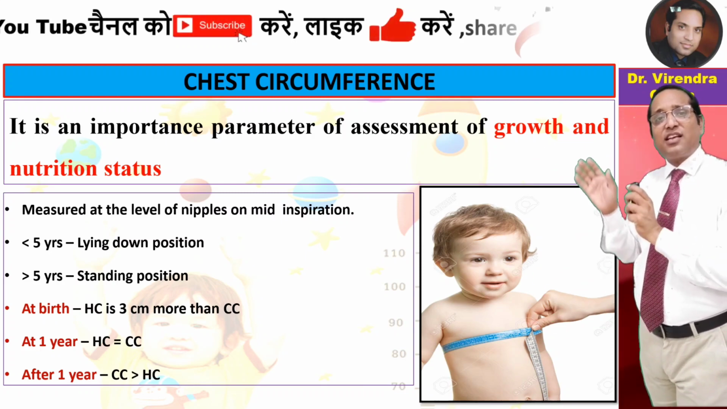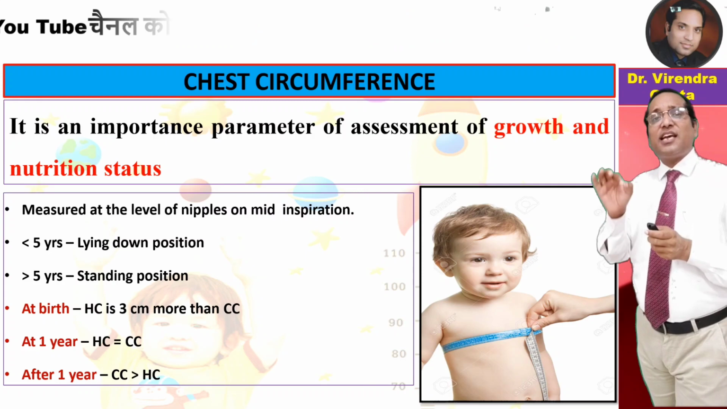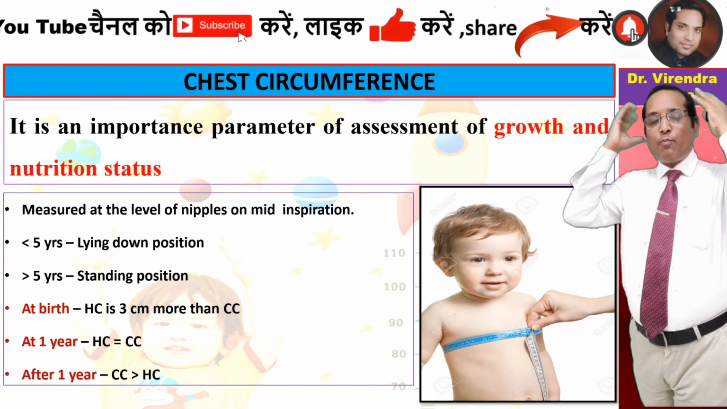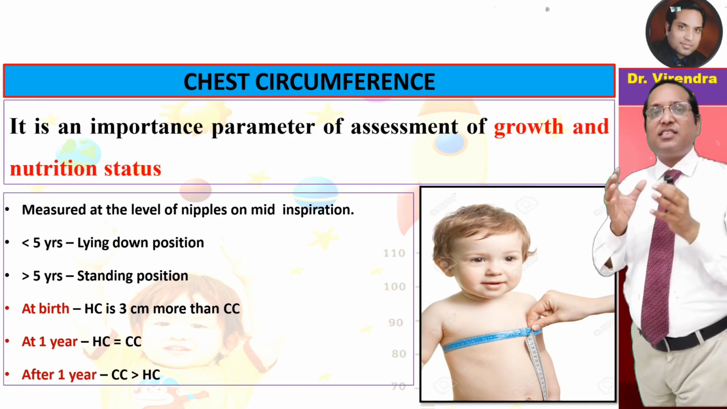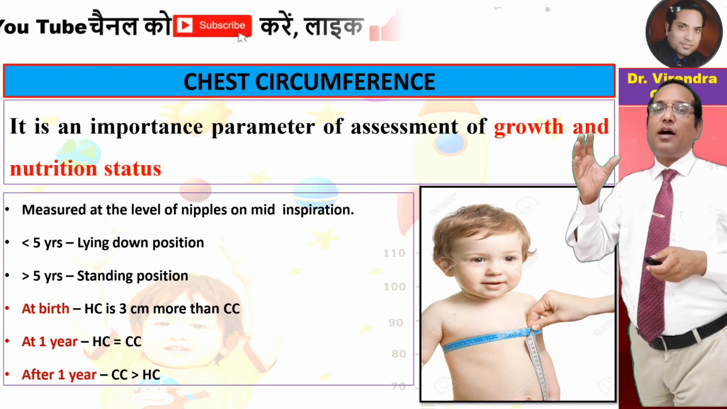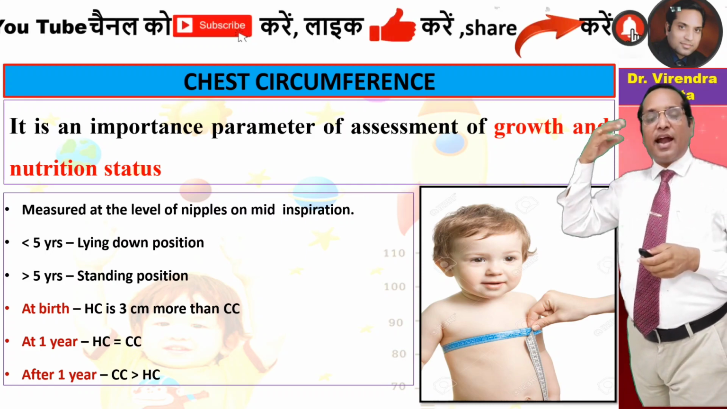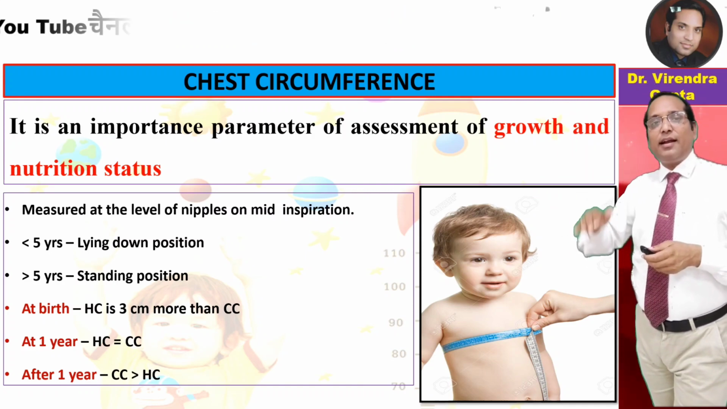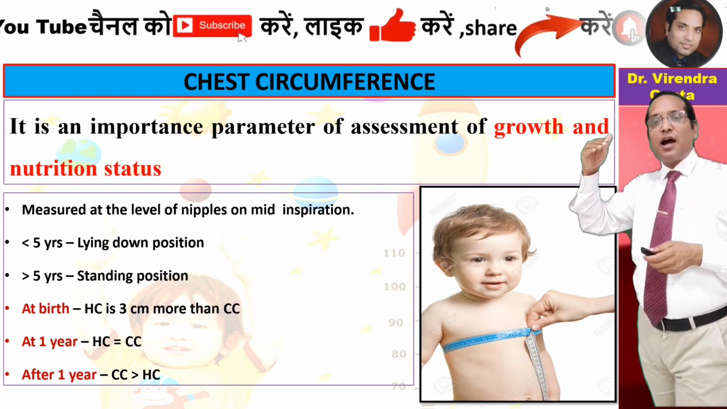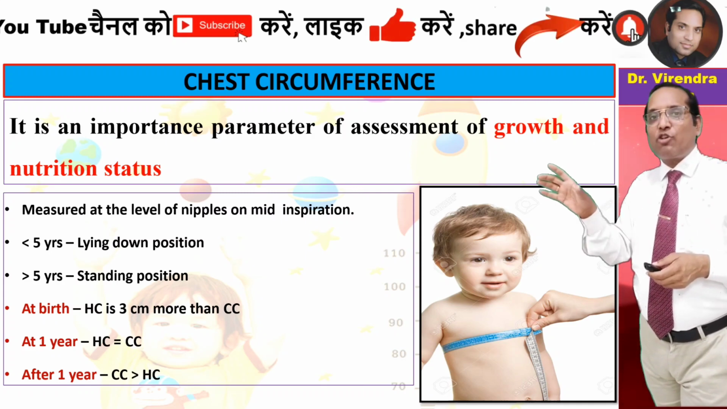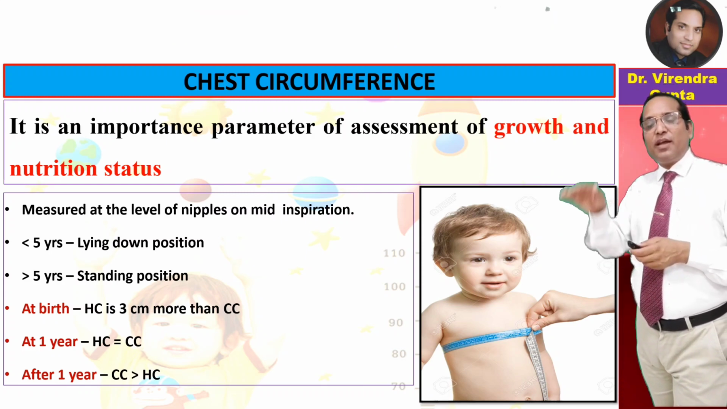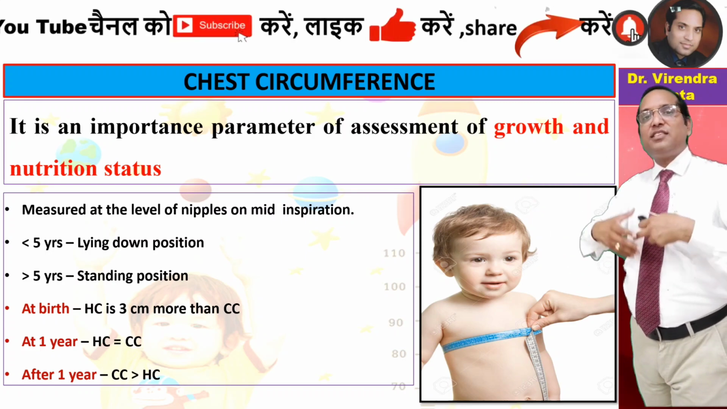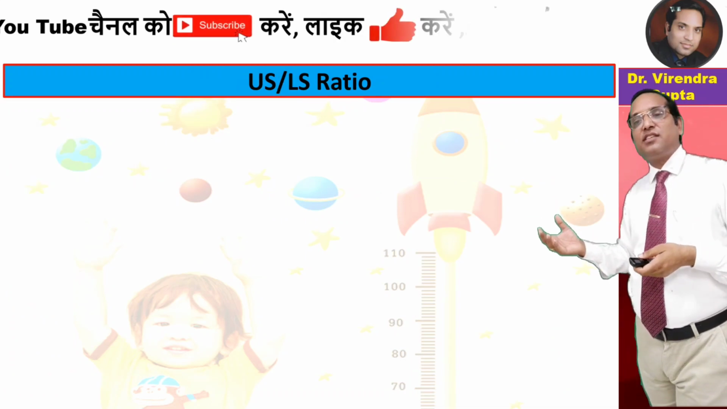At birth, head circumference is 3 centimeter more than the chest circumference, because the surface area of the head is very high, and growth of the head circumference is more than the chest at birth, while the difference decreases up to 1 year of age, when it may equal the chest circumference, which may gradually decrease, and after 1 year of age, chest circumference is more than the head circumference.